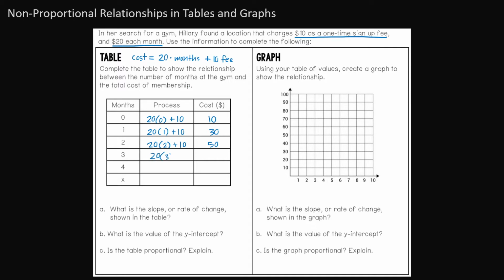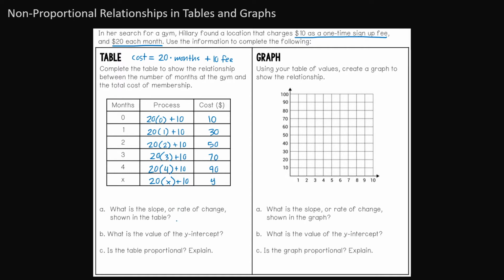And I'm just going to fill in the rest of the table with this information. Again, multiplying the number of months by the membership cost plus $10. For 4 months, 20 times 4 plus 10, that would be $90. And then we get to the end. For X months, we're going to follow this same pattern: 20 times X plus 10. Well, we don't really know what this costs, so we're just going to give the cost a generic variable Y.